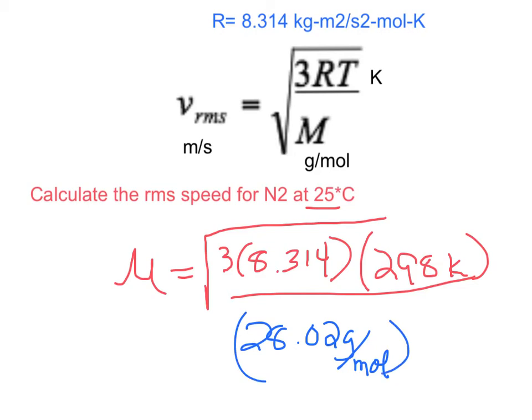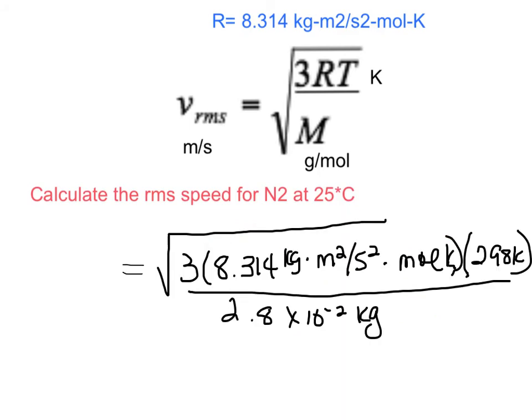But remember, our value for R is giving us kilograms. So we're going to need to change that to kilograms in order to use it in our equation, which will then be 2.8 times 10 to the negative second. And of course, that would be kilograms per mole.